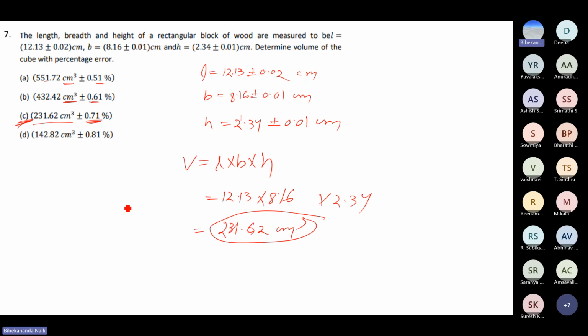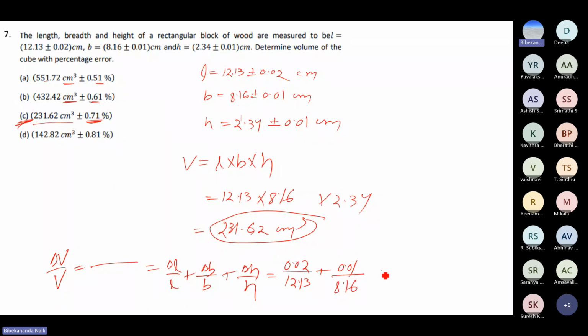Then this 0.71 will come from the uncertainty. So delta V by V will be found, and then delta V by V into 100 will give us the percentage of uncertainty. So delta V by V will be delta L by L plus delta B by B plus delta H by H. So when you put in these values, 0.02 by 12.13 plus 0.01 by 8.16 plus 0.01 by 2.34, it will give you 0.0101, then 0.